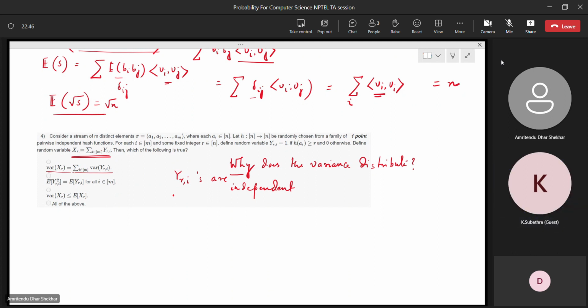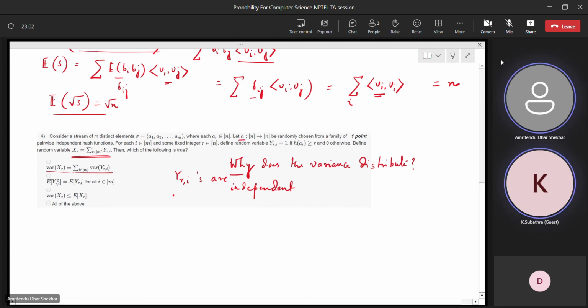Yes, sir. Is it? Yes or no? Yes, I think they're also identically distributed, because H is randomly chosen. Okay, assume that it's uniformly chosen from the set of all possible hash functions. So yeah, they are independent and identically distributed. So the first one is correct.